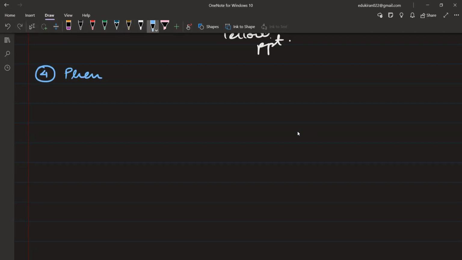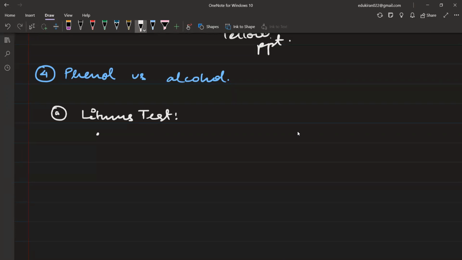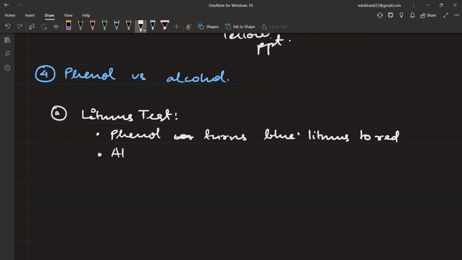For this, phenol versus alcohol. Okay. So in this A part, we'll write litmus test. Now, if you have litmus, then phenol will convert blue litmus to red. Okay, so we'll please write: phenol turns blue litmus to red. Third one, alcohol has no effect on litmus solution or litmus paper.